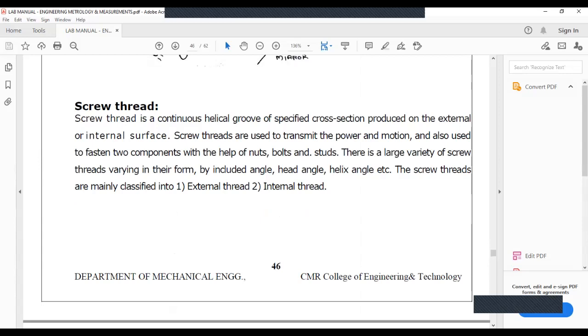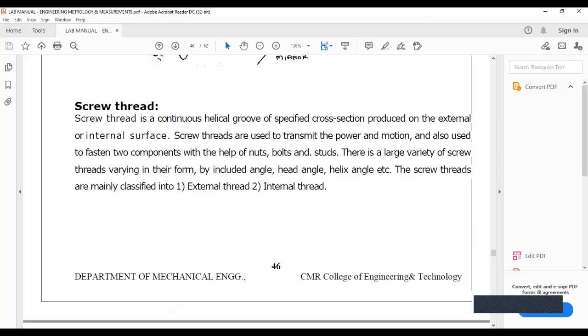Screw threads are used to transmit power and motion, and also to fasten two components with the help of nuts, bolts and studs. Right? So whenever screw threads are there, with the help of these we can transmit the power as well as the motion also.